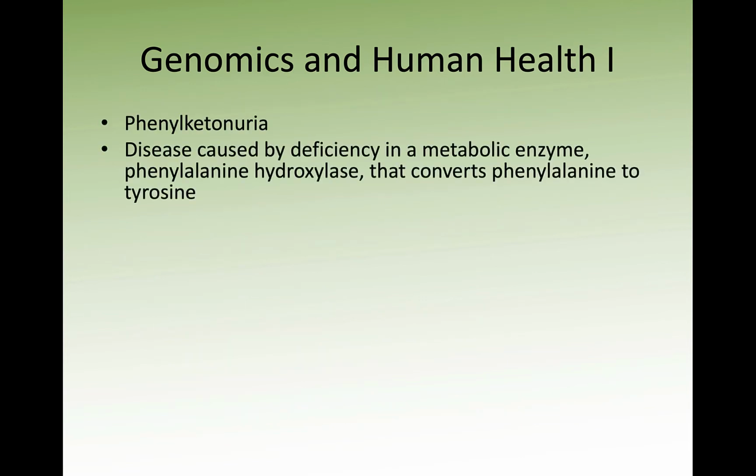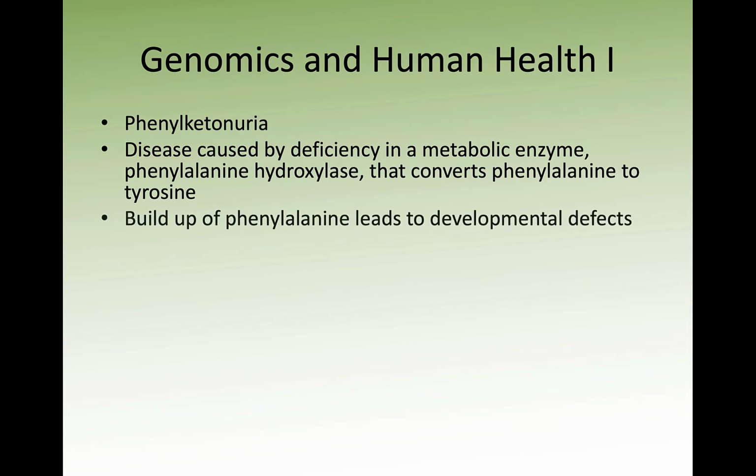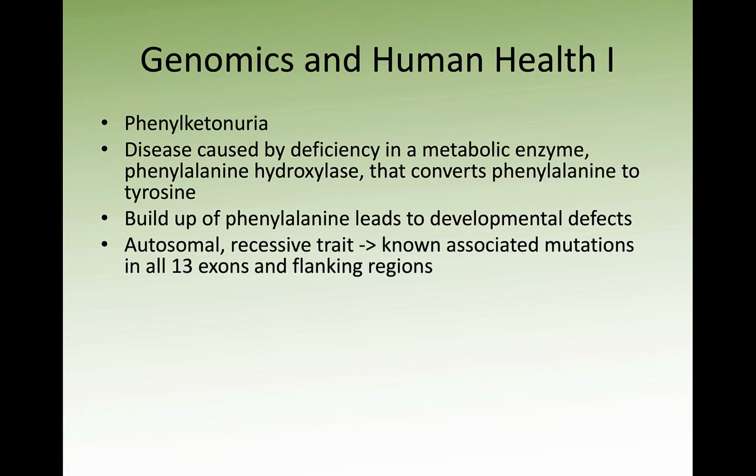Moving along in the same space, we can come up to some other genetic disorders like phenylketonuria. This is a disease which is a deficiency in the metabolic enzyme phenylalanine hydroxylase, which converts phenylalanine to tyrosine. What can happen in this case is if you have a deficient or nonfunctional phenylalanine hydroxylase, you get a buildup of phenylalanine, right? And this can lead to all sorts of developmental defects. This trait is generally identified as being an autosomal trait, so not a sex-linked trait. It's a recessive trait, however.